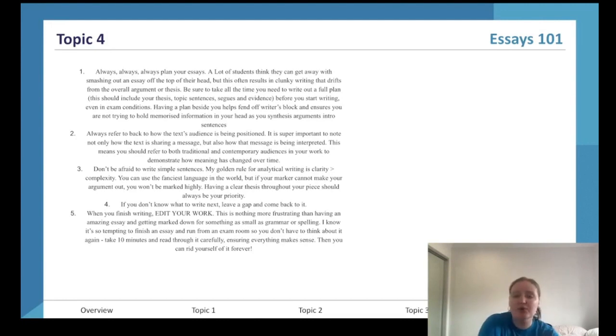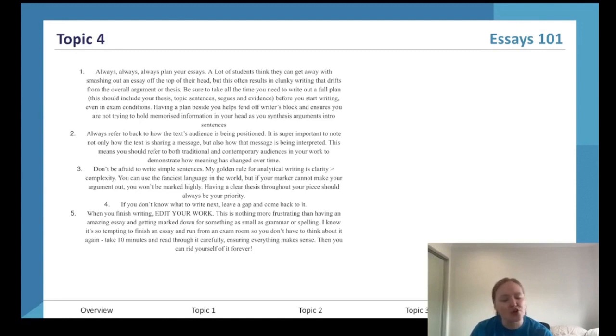Number 2, always refer back to how the text audience is being positioned. So it's super important to note not only how the text is sharing a message, but how that message is being interpreted by the audiences that viewed it. This means you need to refer to both traditional and contemporary audiences. You don't need to refer to both in every paragraph, but both should be mentioned within the essay. And this will also demonstrate how the meaning and interpretation of the text has changed over time.